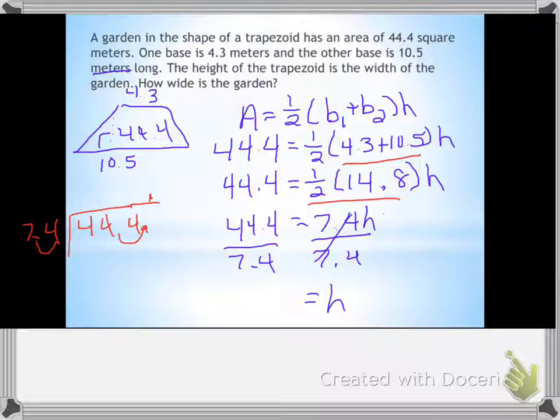And I know I'm going to use estimation kind of as a guide. I'm going to look at these first two numbers. I'm dividing by like a 7. So 42 is pretty close to 44, which would be times 6. And then when I think about it in my head, I know that 6 times 74 would be 444. So my height is going to be 6 meters.